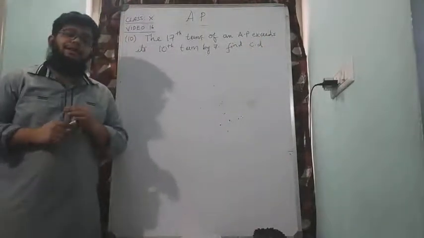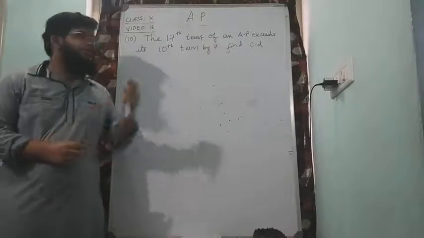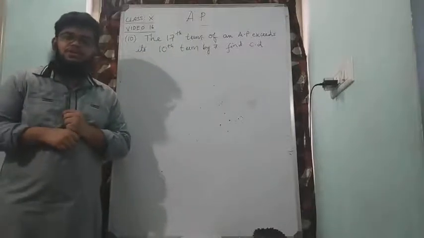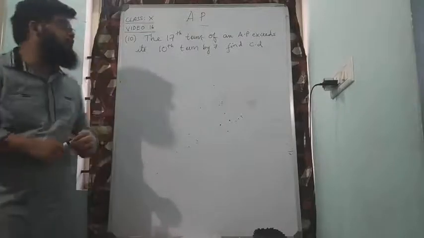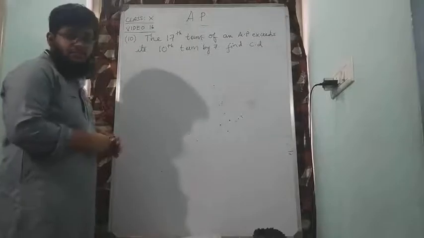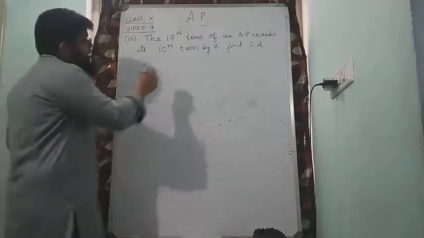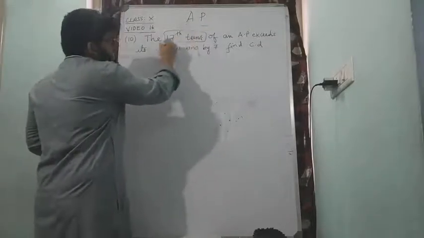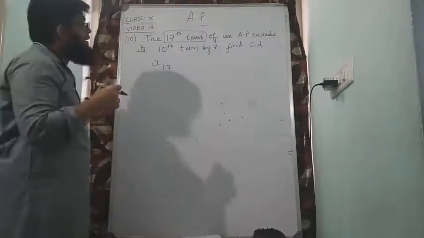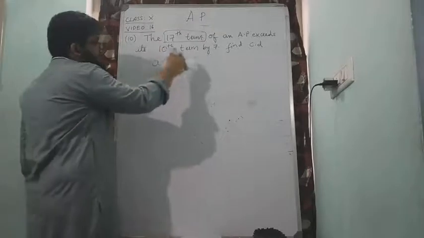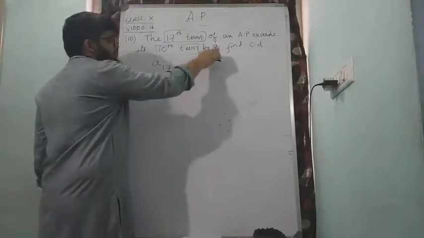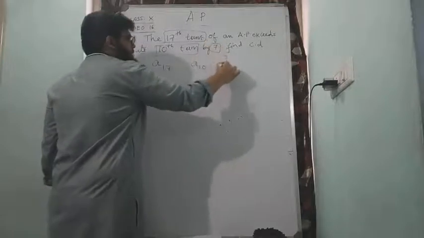First of all, we have to learn the technique of converting the given statements into their equation forms. Otherwise, you will not be able to do the problems. First of all, let me write down whatever I understand. I have something called a 17th term. 17th term means A17. Next I have the 10th term. 10th term means A10, so I will write down A10 also. Then I have some number like 7, so I will write down 7.